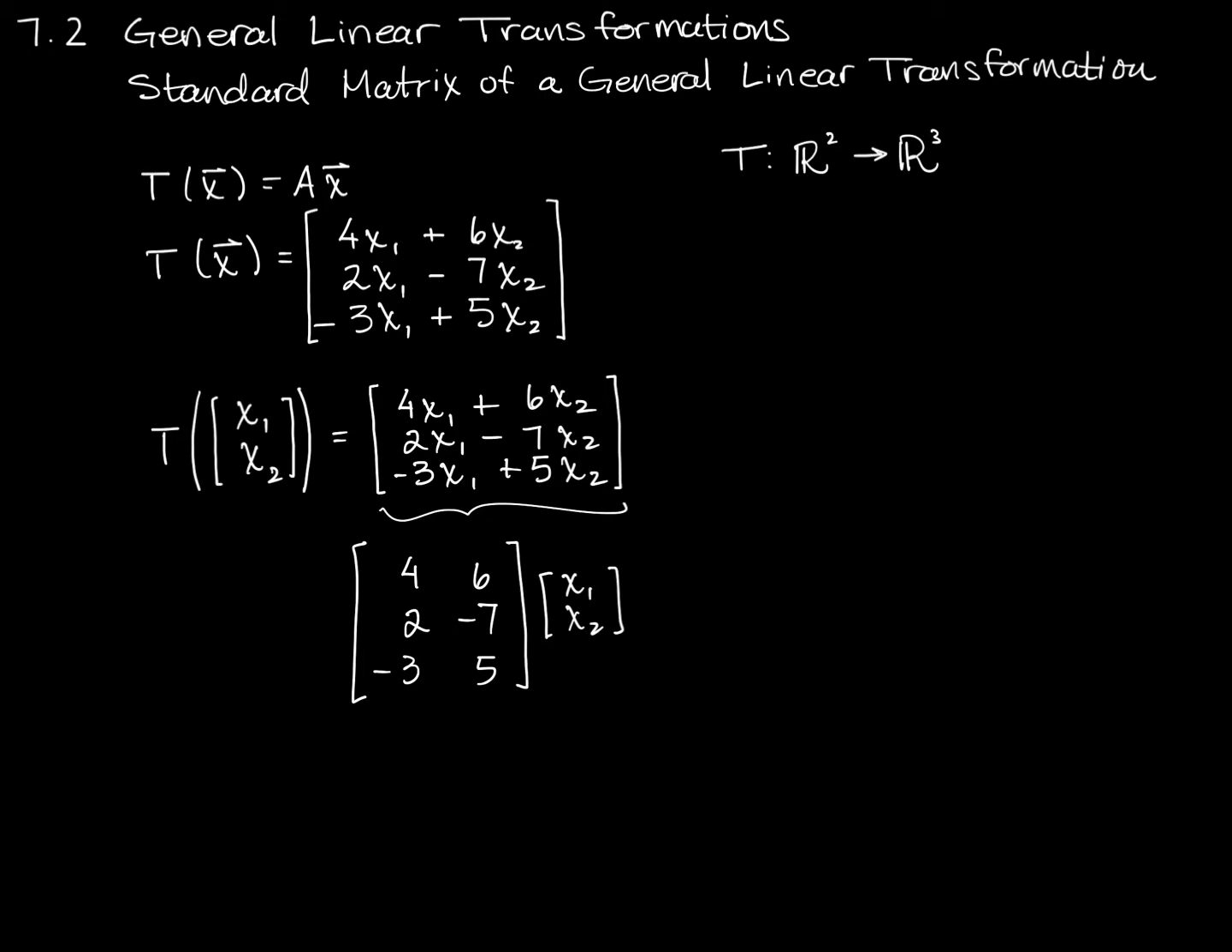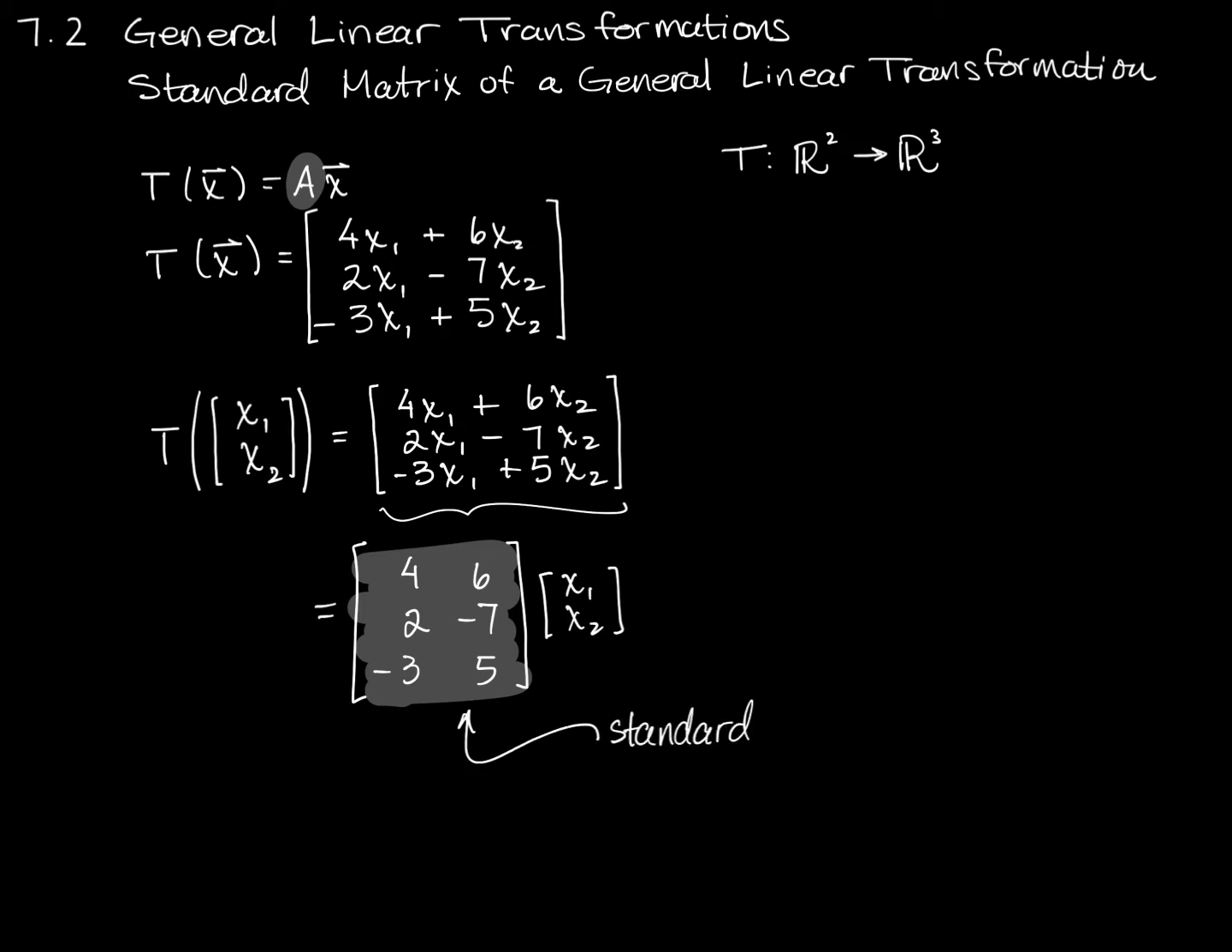Okay, but go back up to here. What I've got is T, the transformation of the vector x, is equal to a matrix times the vector x. And so what I'm really looking for here is this matrix, right? And what that matrix is here is this 3x2 matrix down here. This is equal to the line above. And what we called this was the standard matrix for the transformation.